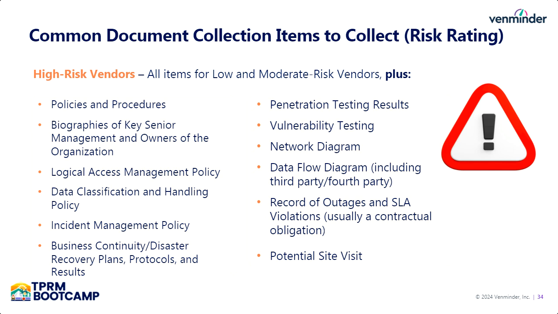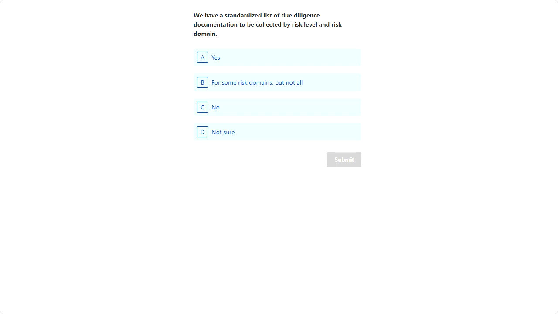Now, while you're thinking about that, it is time for a poll. Jessie? Our second poll question of the day is, we have a standardized list of due diligence documentation to be collected by risk level and risk domain. Yes, for some risk domains, but not all. No, or not sure. Hillary, I have another question here that we can answer from the audience.